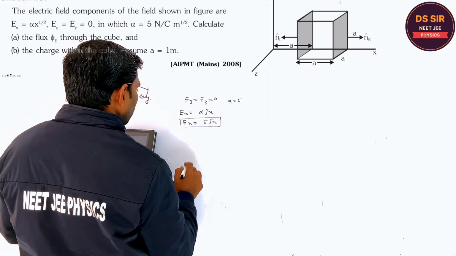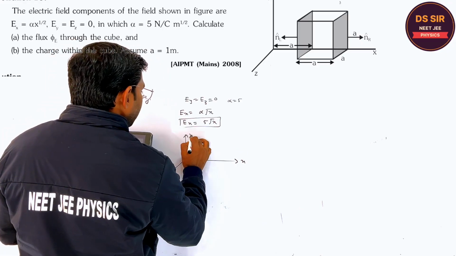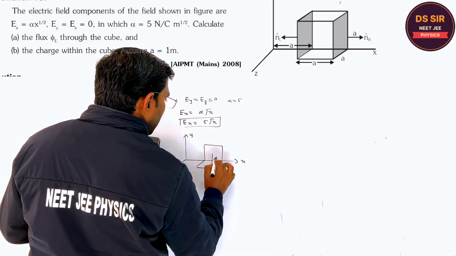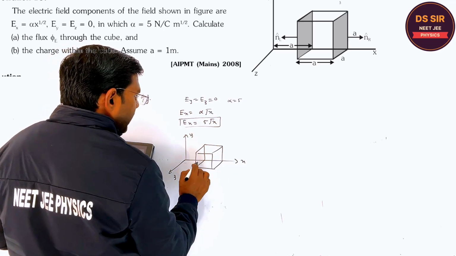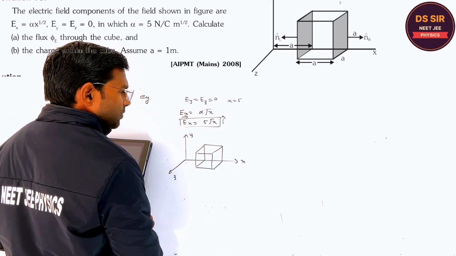Now there is a cube, right? This is the x-axis, this is the y-axis, and this is the z-axis. A cube is present over here. Are you getting or not? Yes. Right? And the electric field is in the x direction or not?